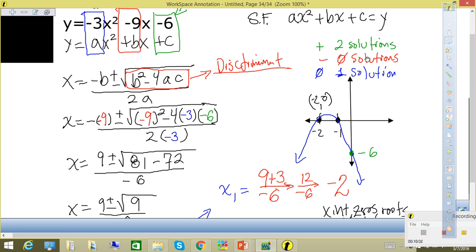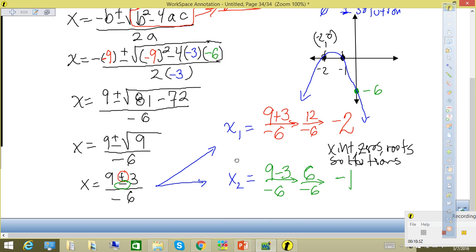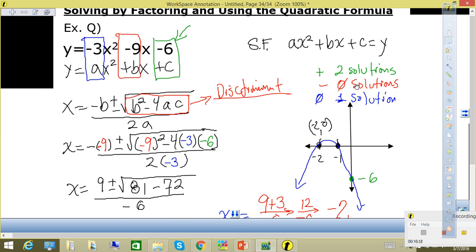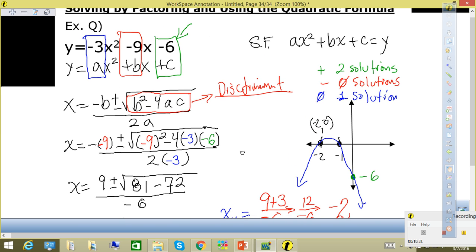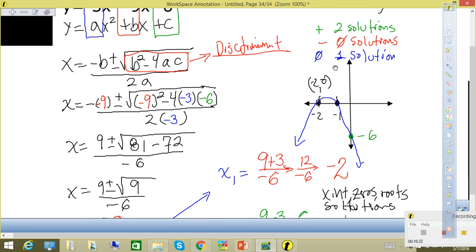How many solutions did I get? 2. What if I was to simplify and this would have been a negative 9? How many solutions? 0 solutions. What if I was to simplify this and I ended up here with a square root of 0? How many solutions? 1 solution. You understand? Kind of, sort of.